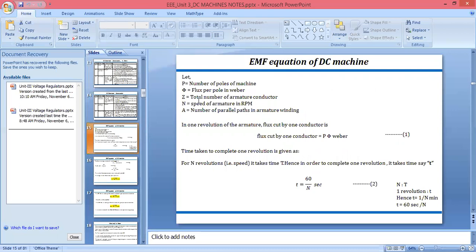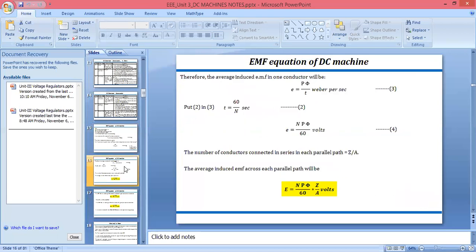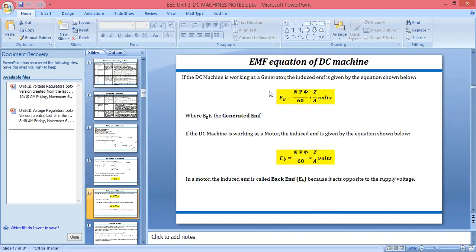And we know when we use the DC motor or the DC generator, the armature winding conductors are in parallel paths. So we can derive the number of conductors as Z upon A. So you will get the idea about the number of conductors connected in series in each parallel path. So EMF equals the EMF in one conductor into the number of conductors connected in series. So you will get E equal to NP phi upon 60 into Z upon A. But this is the EMF induced, which we can say is the EMF when the DC machine works as a DC generator and introduces EMF.